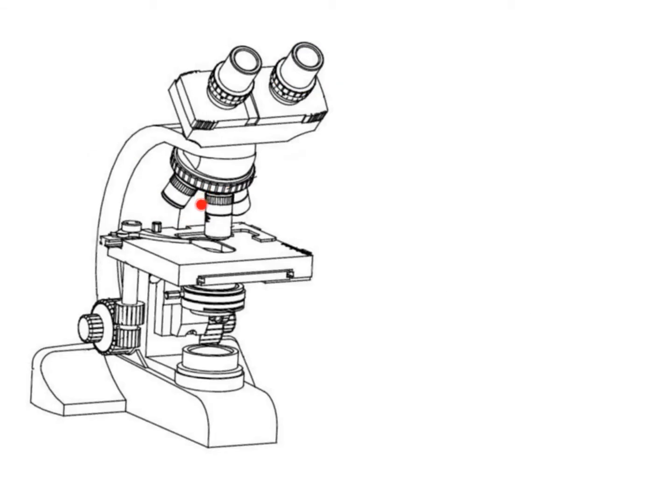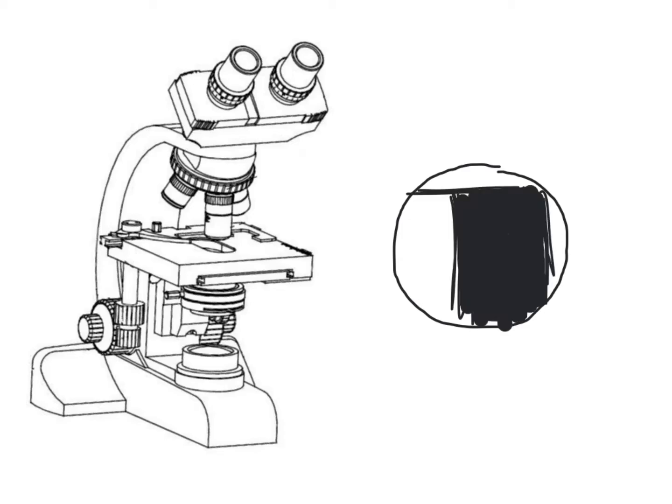But what if the scope was set to the 40x objective instead? That's 400 times magnification. The field of view at that magnification would probably look like this, with a single hash mark on the ruler taking up most of the field of view. So since it's impossible to measure with the ruler at that magnification, instead we're going to have to do some math. At 40 times magnification, the diameter was 3.1 millimeters.